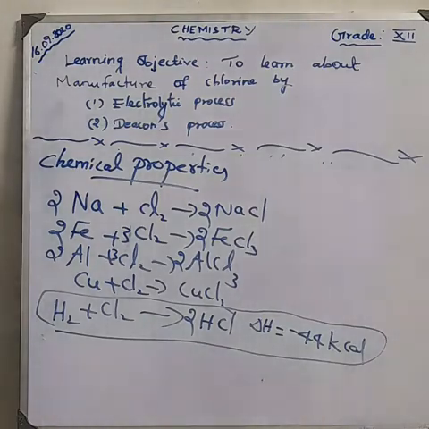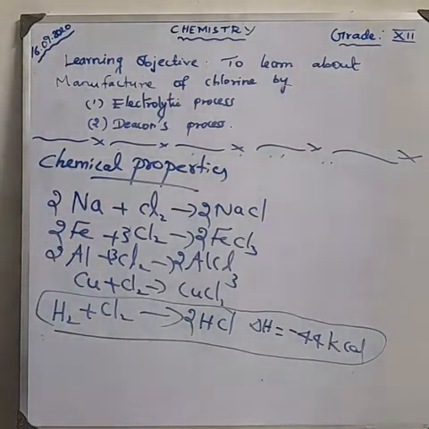Okay, these are the chemical properties. Sodium combines with chlorine to form sodium chloride. Iron combines with chlorine to form iron chloride, and aluminium combines to form aluminium chloride. Copper combines with chlorine to form copper chloride. These are the metals reacting. What happens with the non-metals? The non-metals are boron, sulfur, phosphorus, arsenic and antimony.